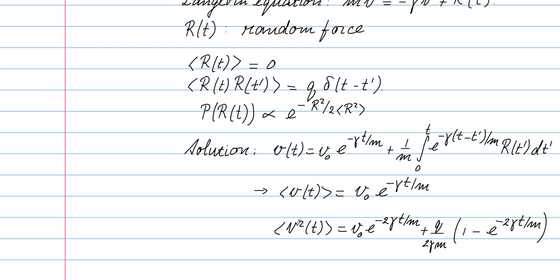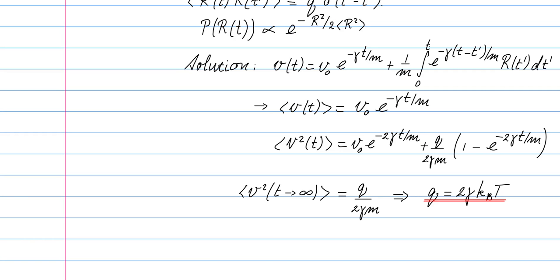On the other hand, if we take v squared, then we see first of all the effect of the friction, but then we can use the fact that we have a result for this r squared, and that gives rise to the second term here, and that's the effect of the fluctuations. That's the noise that we see on top of this decay.